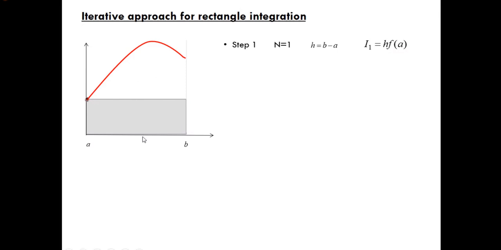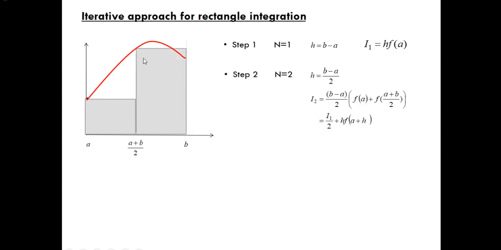Now in the second step, I will cut this interval in half, so I increase the number of points. Here I have a plus b over 2, and then I have these 2 rectangles. So in step 2, h is equal to b minus a over 2. And at this step, the integral is equal to b minus a over 2 times f of a plus f of a plus b over 2.